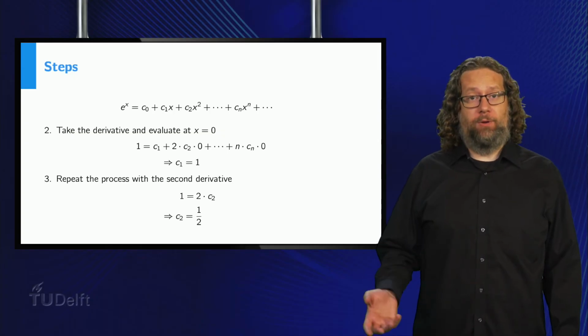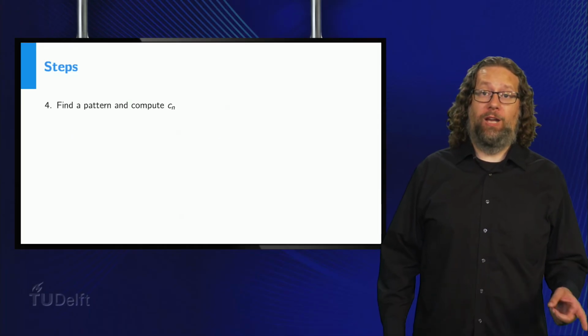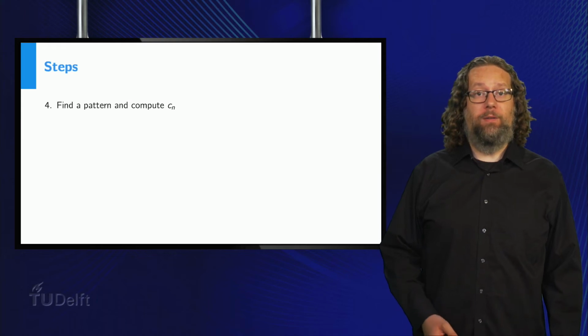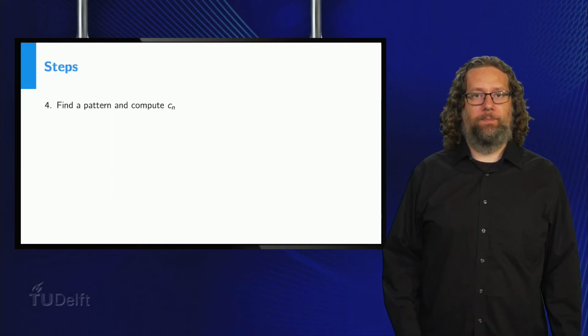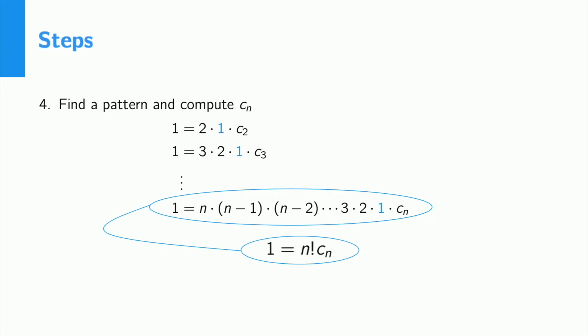But we cannot do this forever, since the power series has infinitely many terms. Thus, we will try to find a general expression for Cn. Let's pay close attention to the expression of the nth derivative. We can see that 1 is equal to n times n minus 1 times n minus 2, etc., times 3 times 2. Multiplying the left and right-hand side by 1, we obtain that 1 is n factorial times Cn, or equivalently, that the coefficient Cn is 1 over n factorial.